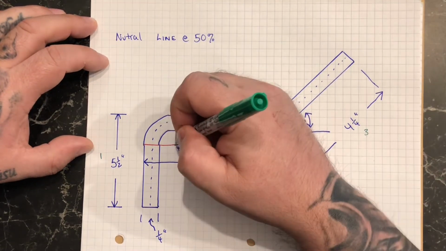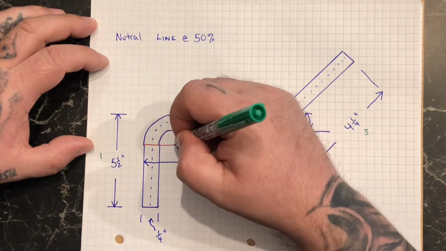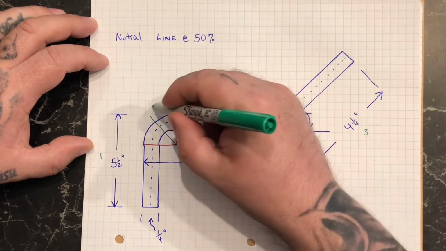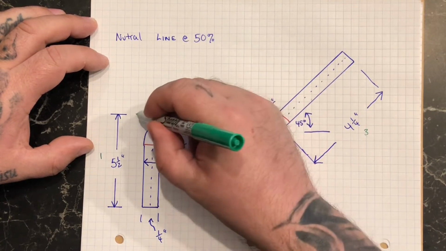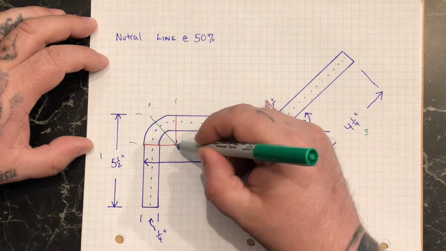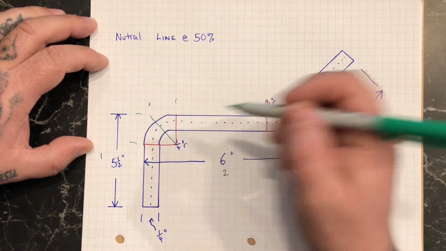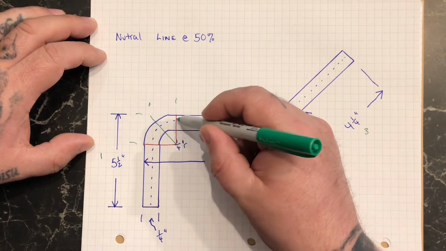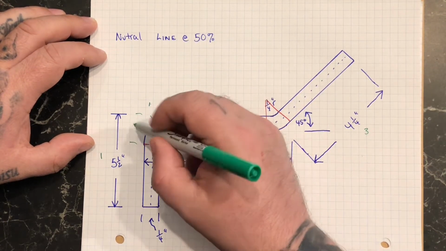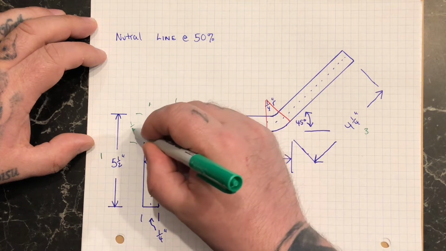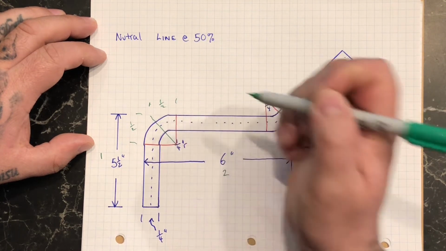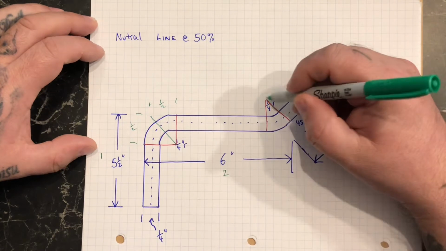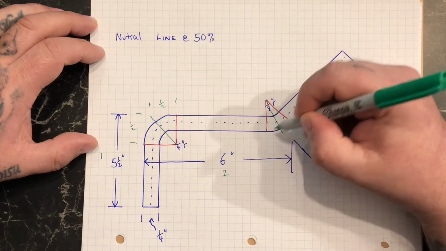So the setback on a 90-degree bend is a pretty easy one because the setback here and here is just the inside bend radius plus the material thickness. So the setback on this one is going to be a 1/4 inch plus a 1/4 inch. So 1/2 inch setback.